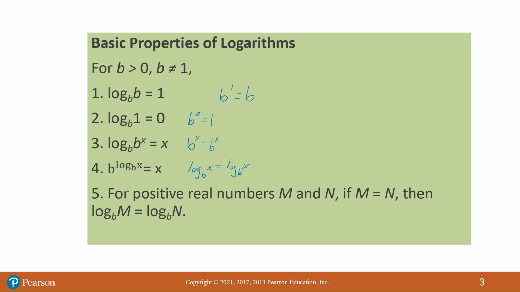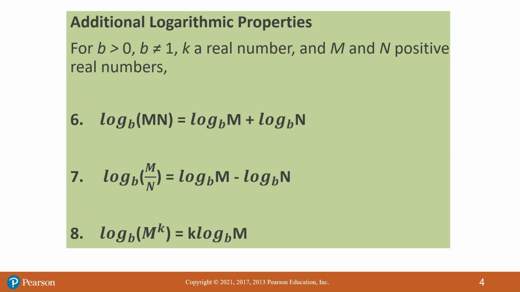Property number 5 states that for positive real numbers m and n, if m equals n, then the log base b of m equals the log base b of n. So essentially you can't take the log of a number and have it give you two solutions. The log base b of m is always the log base b of m, even if you change the number to a different letter here. If it's the same number, it's the same logarithm.